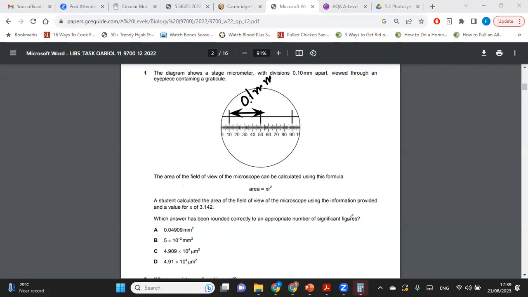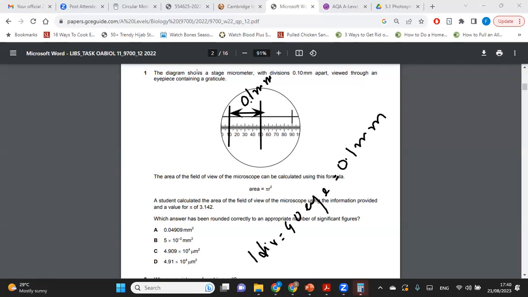Before we can give that answer, we first need to calculate our value, right? Now, how are we going to calculate the value? Before we can do anything, we need to calibrate our eyepiece reticule. How are we going to calibrate it? We are going to match one division of the stage micrometer with our eyepiece reticule. So one division of the stage micrometer is equal to 40 of the eyepiece reticule. Fine. So that means 40 of the eyepiece reticule is equal to 0.1 millimeter.